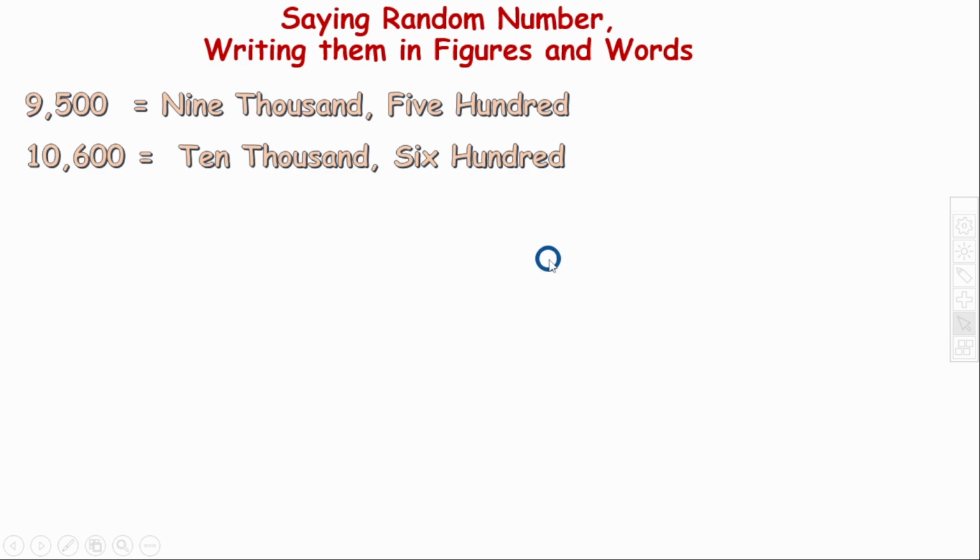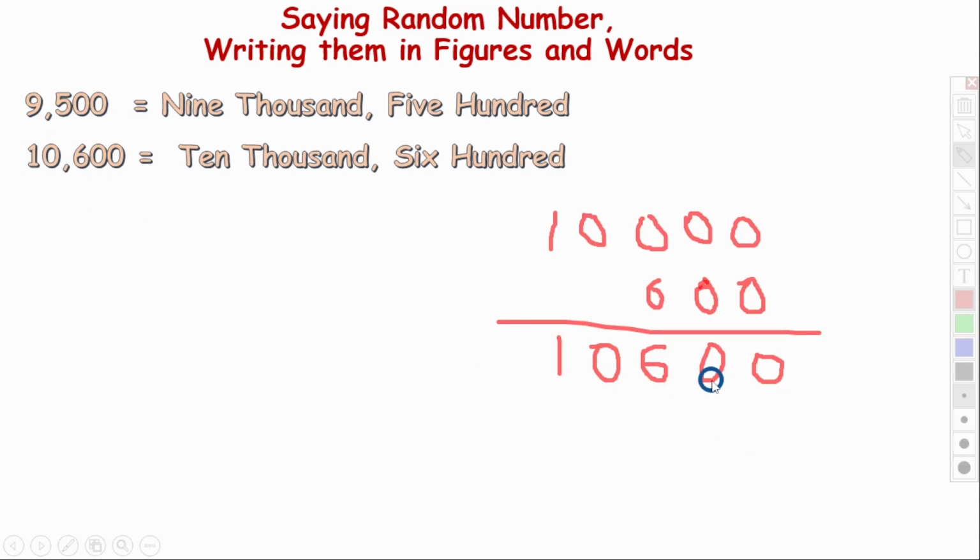The second example is 10,600. How do you write this? First you write 10,000, then you want to add 600 to it. You do it the same way. You write 10,000, then you put the 600 underneath, you add it together. This is what we get. If you want to put a comma here, this is what you do. You count from here: 1, 2, 3, and put a comma here. So that is 10,600. That's the way it is formed.